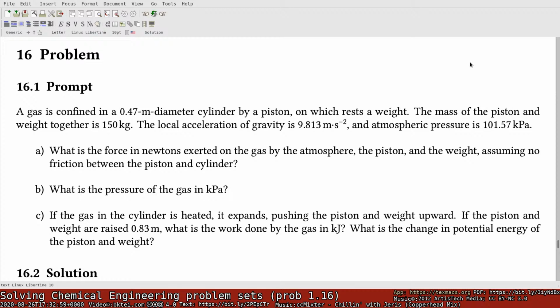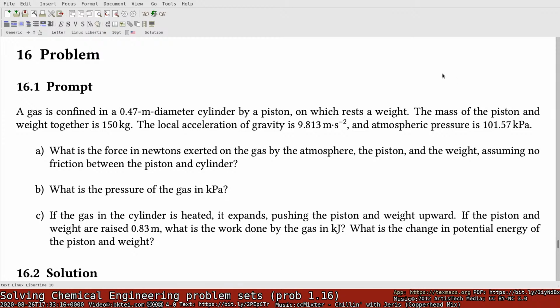Part C. If the gas in the cylinder is heated, it expands, pushing the piston and weight upward. If the piston and weight are raised 0.83 meters, what is the work done by the gas in kilojoules? What is the change in potential energy of the piston and weight?